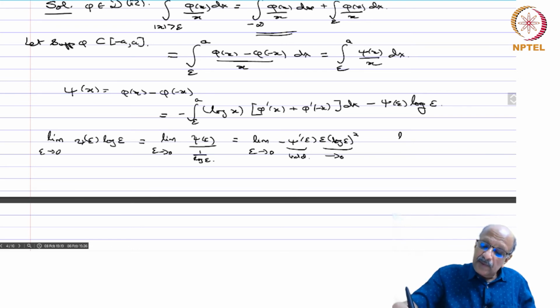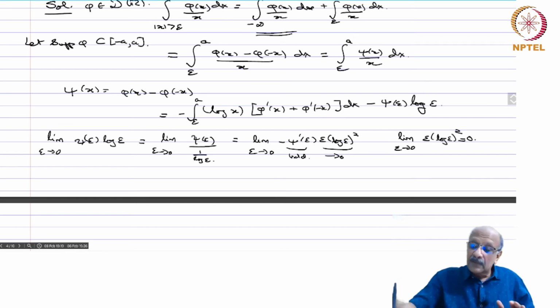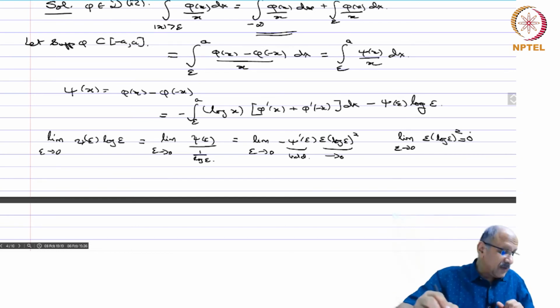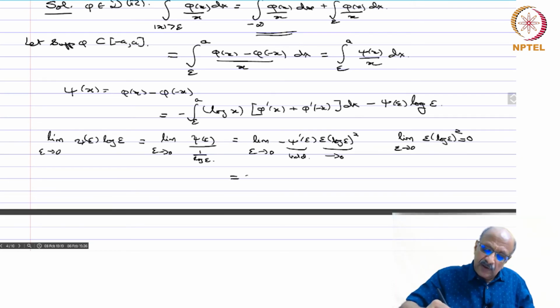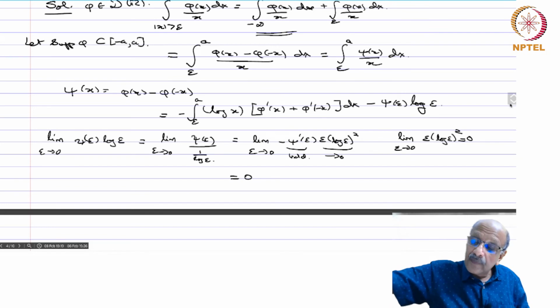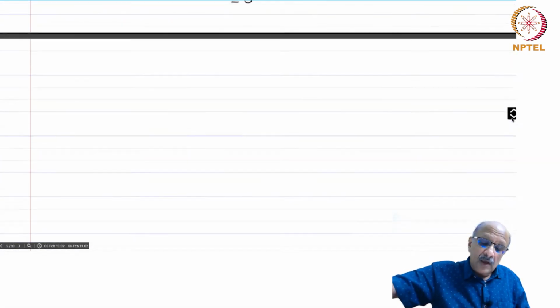So again you have to check this limit, and you can use L'Hopital's rule once more. Epsilon log epsilon squared goes to 0, because log epsilon is something which goes much slower than epsilon. Even though it goes to minus infinity as epsilon goes to 0, it is much slower than any polynomial, and therefore you have this. So this limit is 0. You can check that again using L'Hopital's rule.